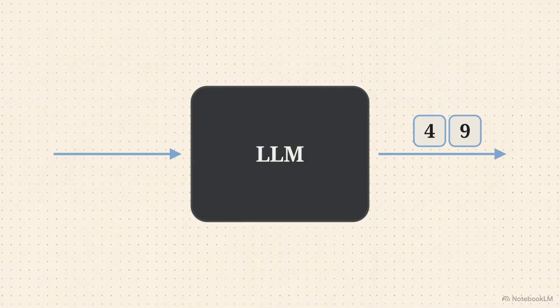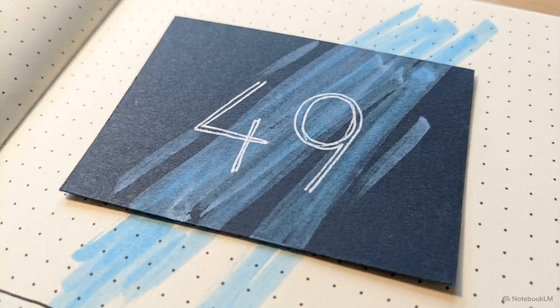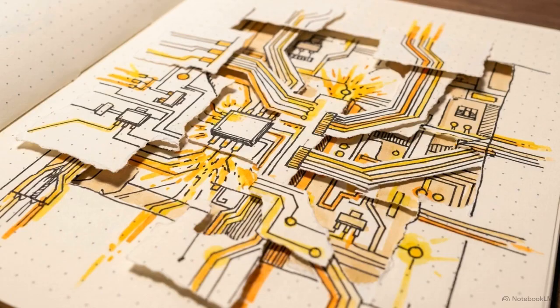If we look at this flow diagram, a complex equation goes into a solid black box, and out pops a 4, followed immediately by a 9. The actual arithmetic happens entirely out of sight. We only see the final text. We have zero visibility into the millions of internal operations that lead up to the generation of those specific characters.